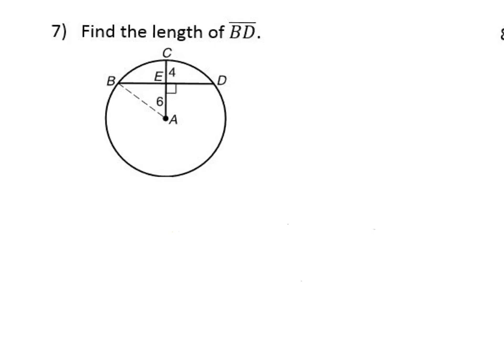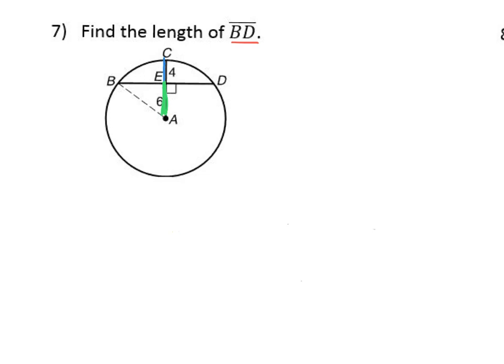Now the last two problems from this section are definitely the hardest ones. The first thing they're asking for is the length of BD. So I want to know the length of this chord right here. So I'm given certain pieces of information in my picture. Now the 4 right here is just for this short segment, C to E. And then the 6 that I'm given down here is for A to E.